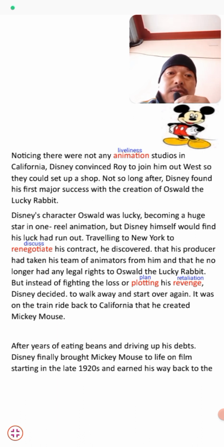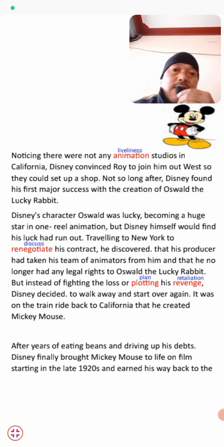Students, it was while he was traveling on a train that the thought of creating Mickey Mouse came into his mind. It was that creation that made him very successful in the cartoon business, that is Mickey Mouse.